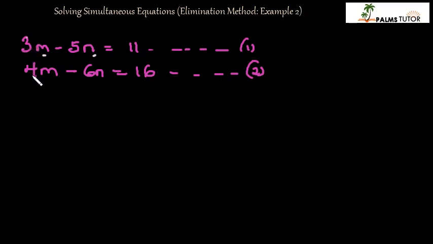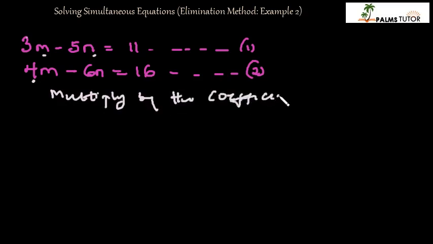Since I want to eliminate m, if I just add this straightforward, it's not going to eliminate any of them. So I want to multiply equation 1 by the coefficient of the unknown in the other equation, which is equation 2. So now I will multiply equation 1 by the coefficient of m here, which is 4. And I will multiply equation 2 by the coefficient of m in equation 1, which is 3. So multiplying this by 4, and I'll multiply this by 3.